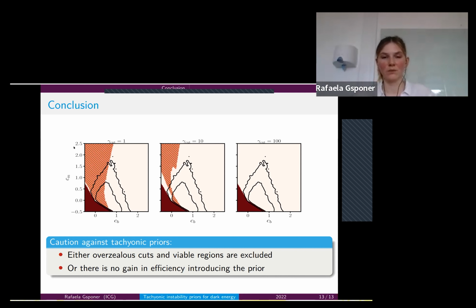And with implementing this prior, in the end, we gained a speed up, but we were biasing our results in the wrong area of the parameter space. So although we saw a speed up, in the end, we had to go back.